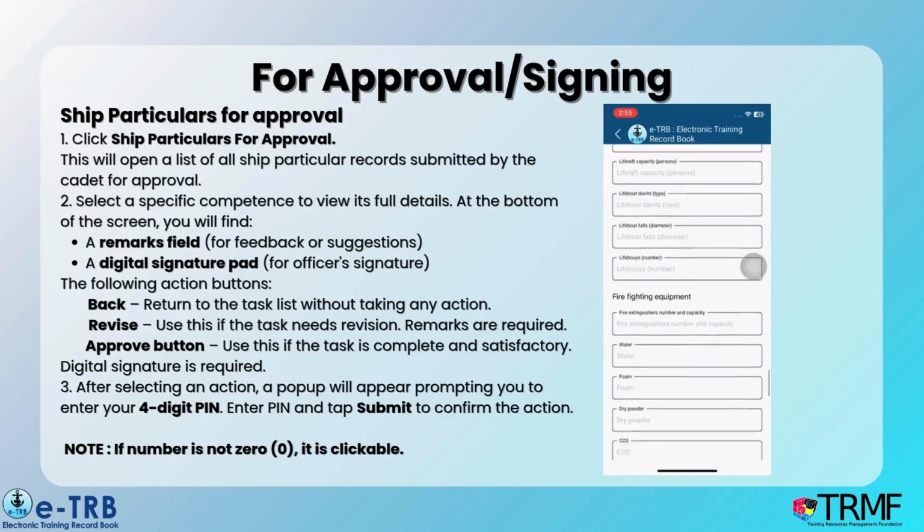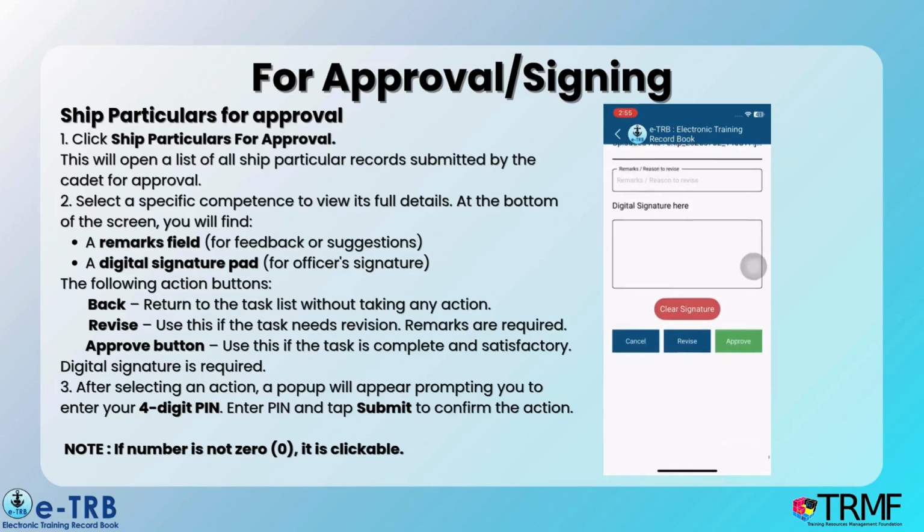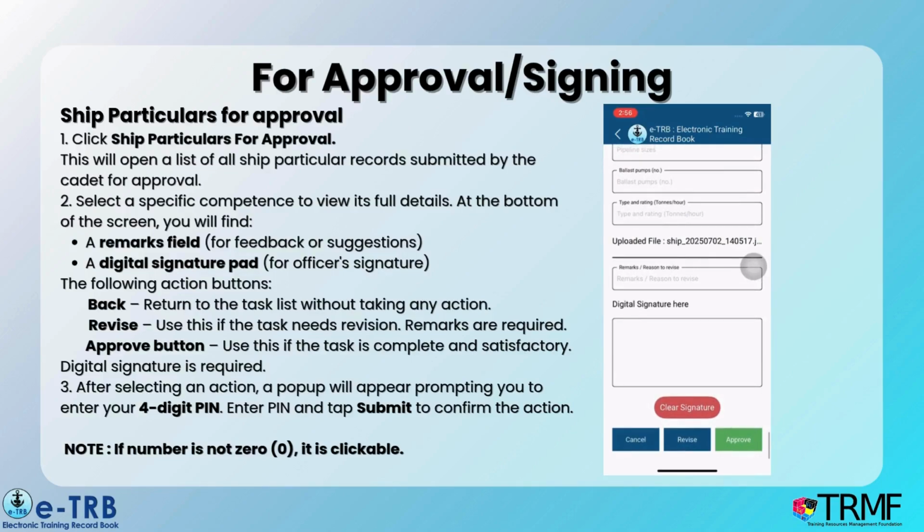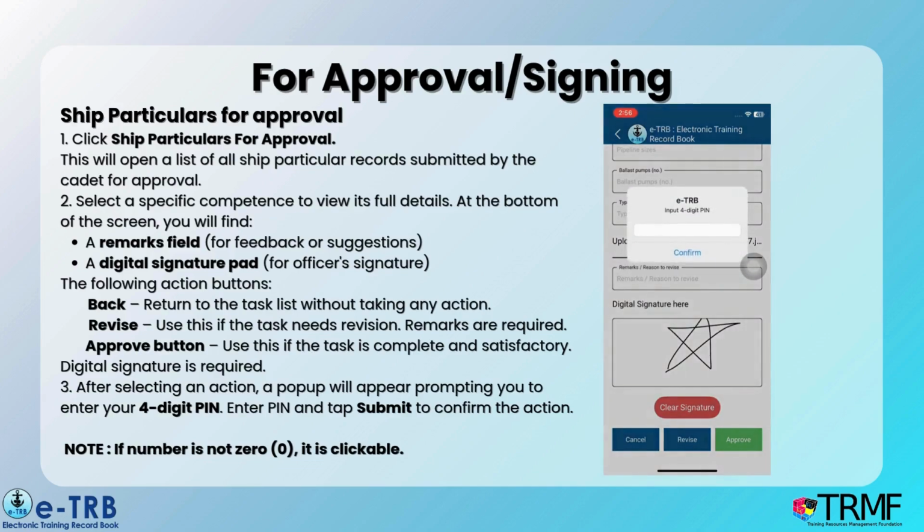Back. Return to the task list without taking any action. Revise. Use this if the task needs revision. Remarks are required. Approve button. Use this if the task is complete and satisfactory. Digital signature is required.